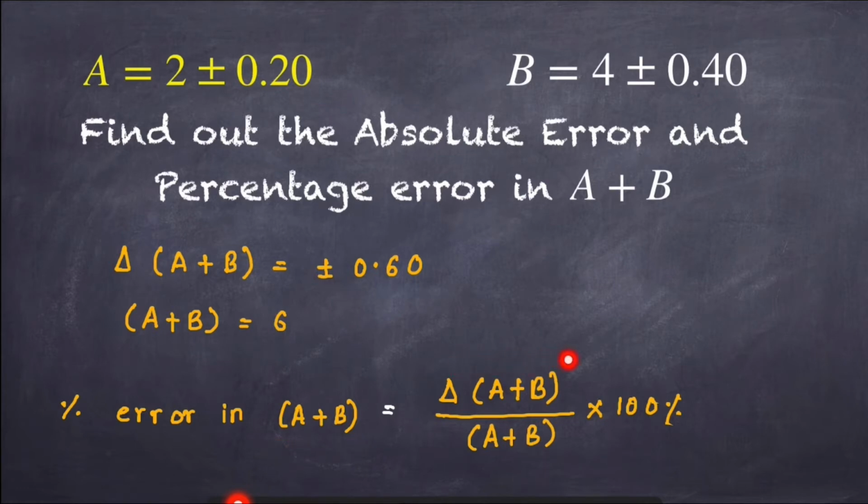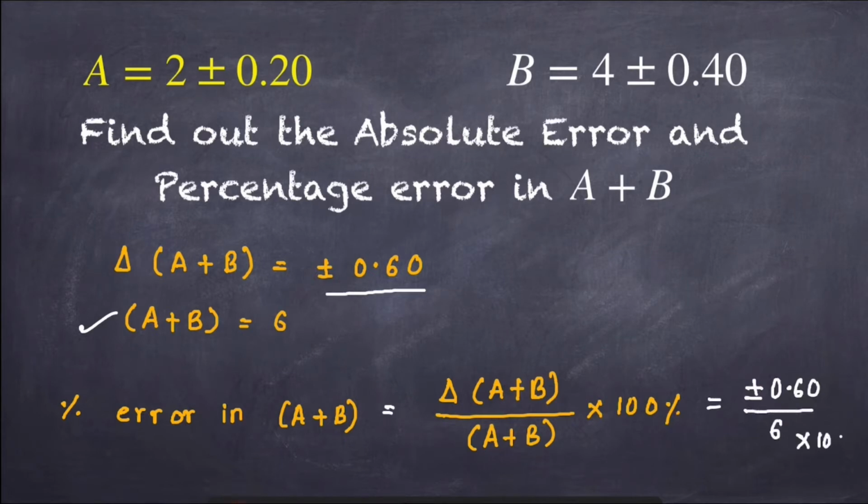the absolute error in the expression a plus b divided by the measured value of the expression a plus b, times 100%. So over here, what is the absolute error in the expression a plus b? Plus minus 0.60. What is the measured value of the expression a plus b? The measured value is 6. So that means divided by 6, times 100%.